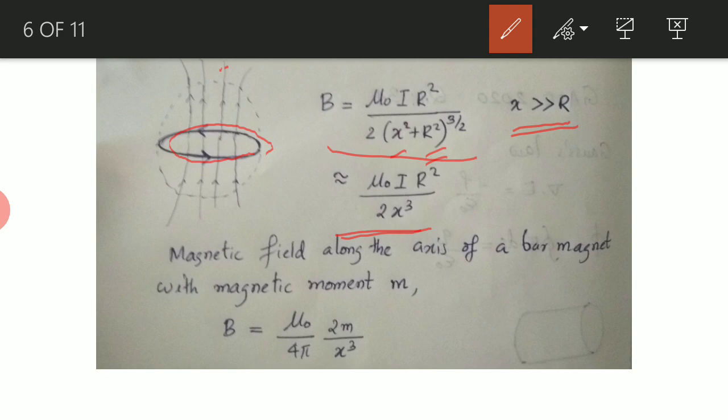Similarly, the magnetic field due to a bar magnet of magnetic moment m is given by B equal to mu 0 by 4 pi into 2m by x cube. x is the distance. Here I have taken an axial point. If it is an equatorial point, 2m should be replaced by m. Since we are considering axial points, let us take this equation. Now I am going to equate these two equations because the question asks to find a scenario when these are equal.